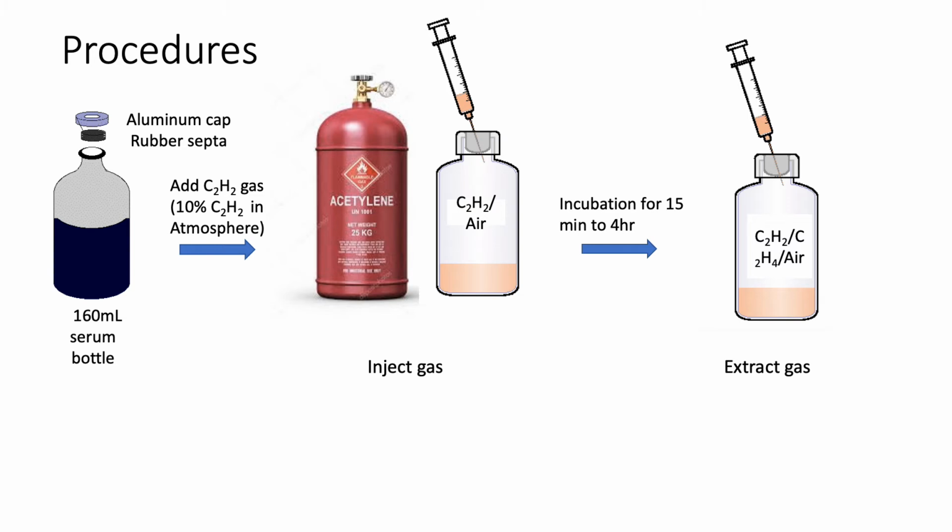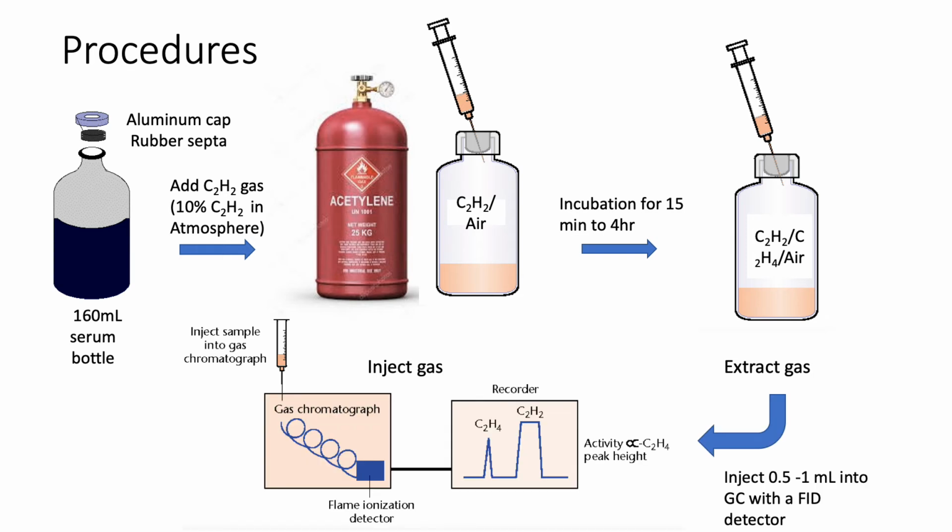After incubation for 15 minutes to 4 hours, again you take the gas, which right now has the acetylene, air, and ethylene, and 0.5 to 1 ml of the gas can be injected with a syringe into the gas chromatography with an FID detector, and then it can be analyzed by the GC, and there will be 2 peaks shown in the system. One is the acetylene and one is the ethylene production. According to the amount of ethylene production, we can quantify the biological nitrogen fixation rate by the converting factor of 4 to 1.